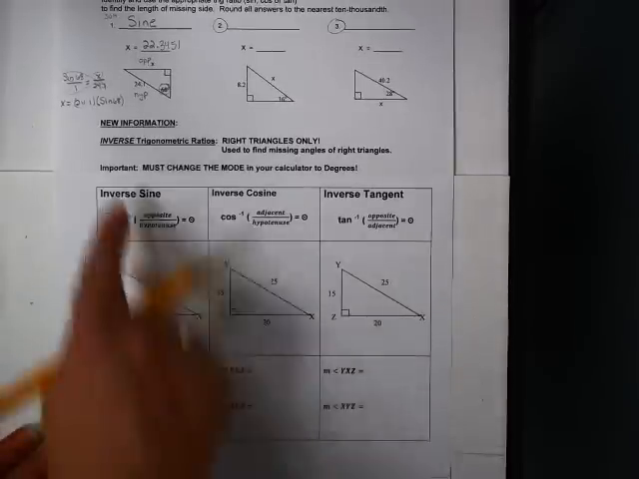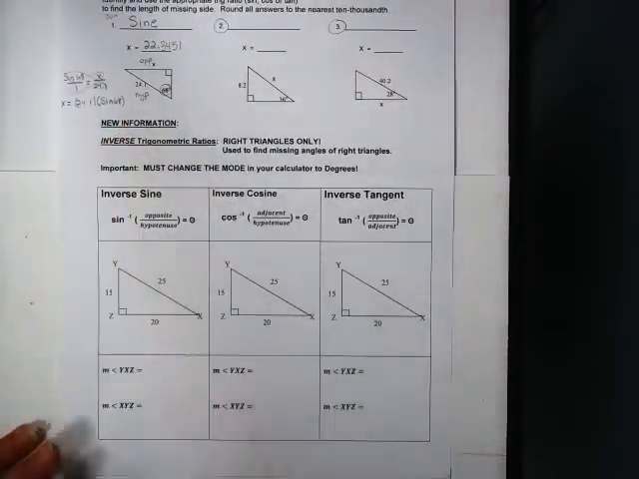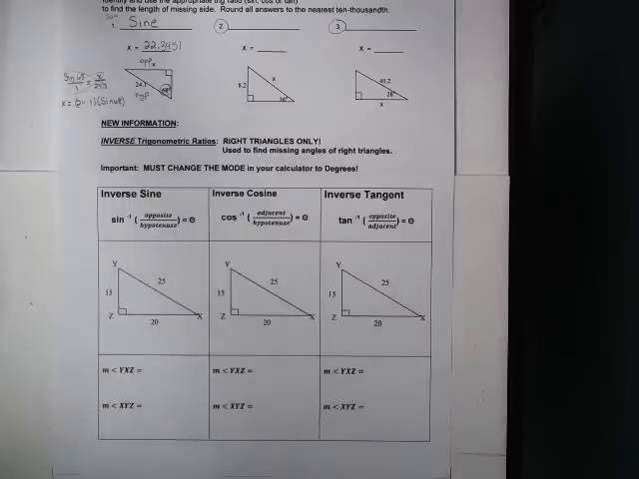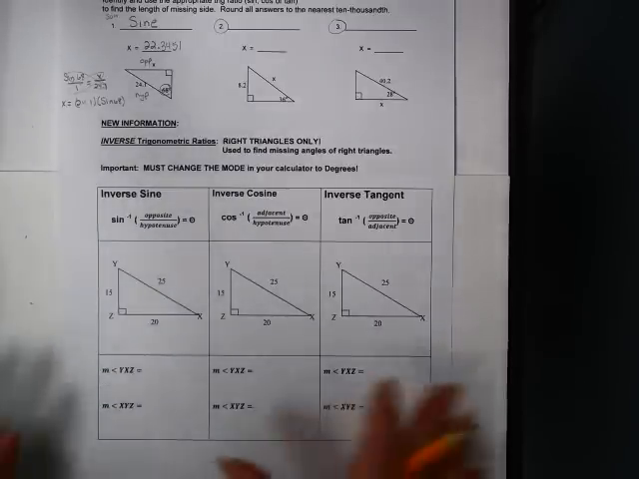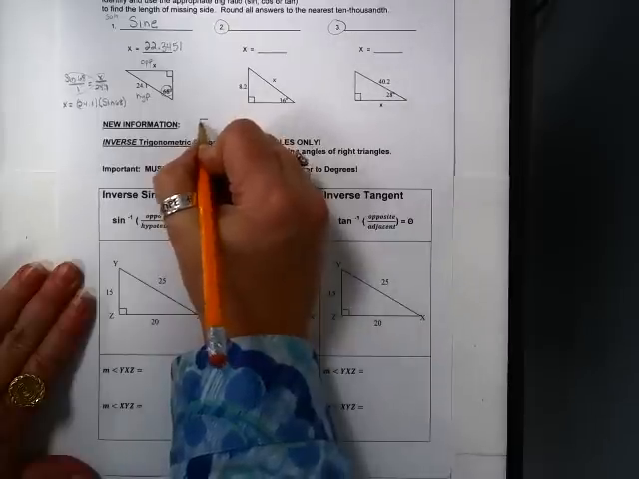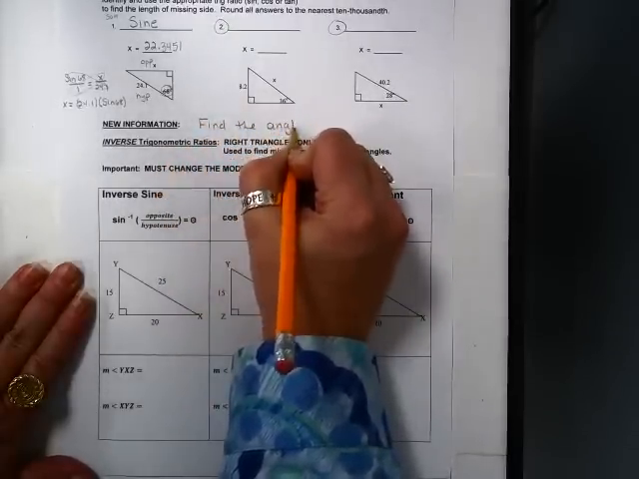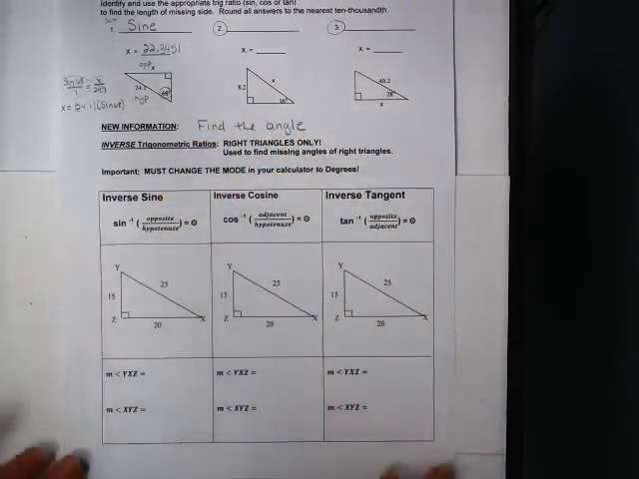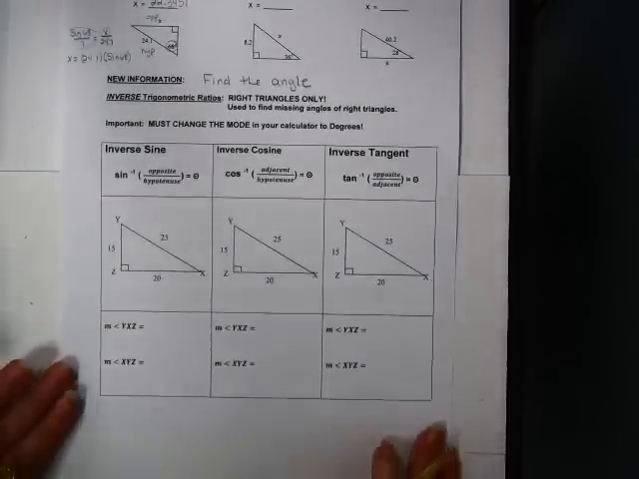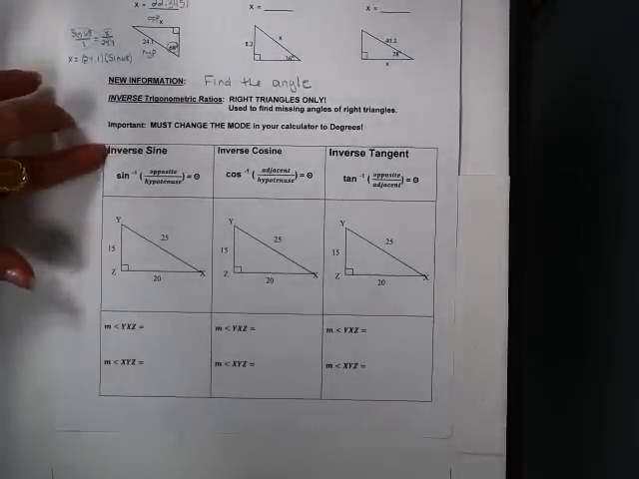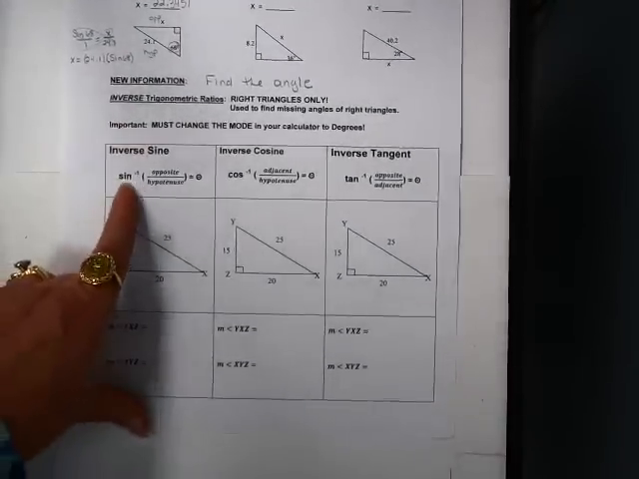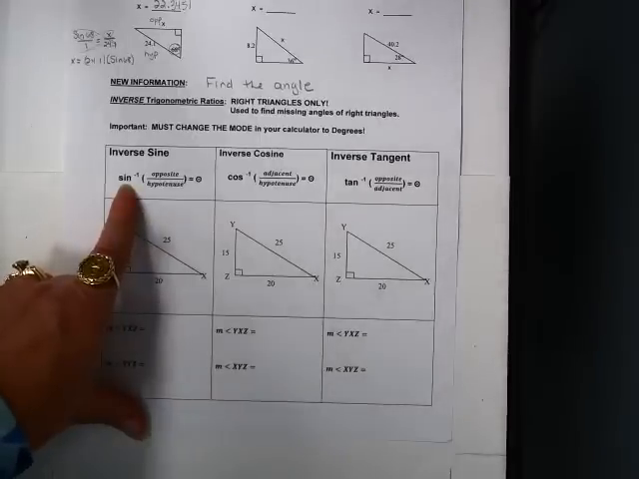Okay, here's the new information. Now before, when we were using regular trig functions, we were looking for a side. Now we're going to be trying to find the angle. We know all the sides, now we want to look for the angle. When we are looking for inverse sine, it looks like this on the calculator.